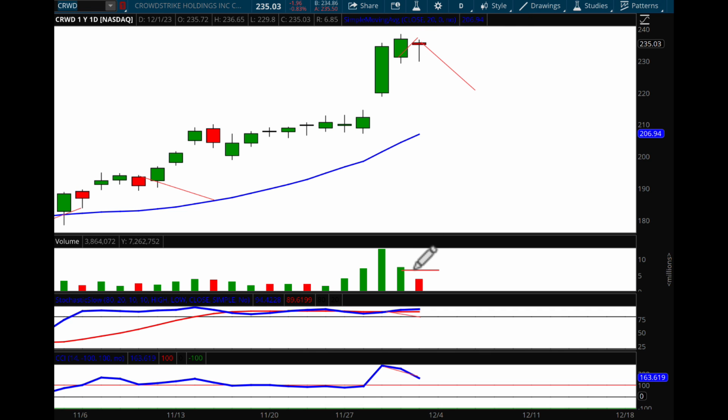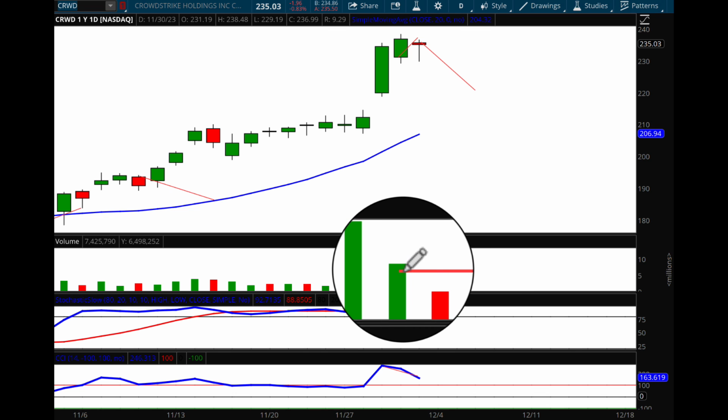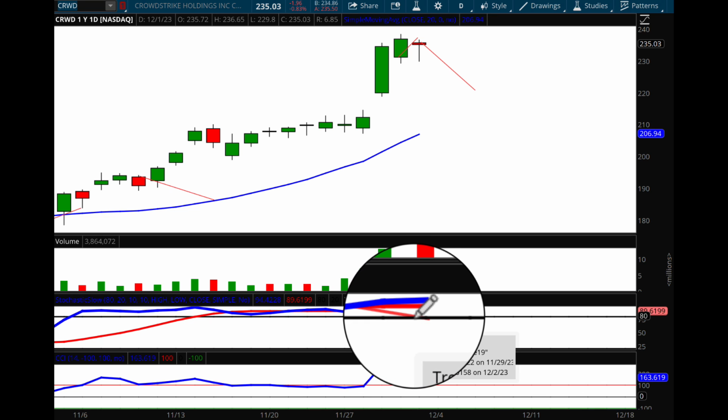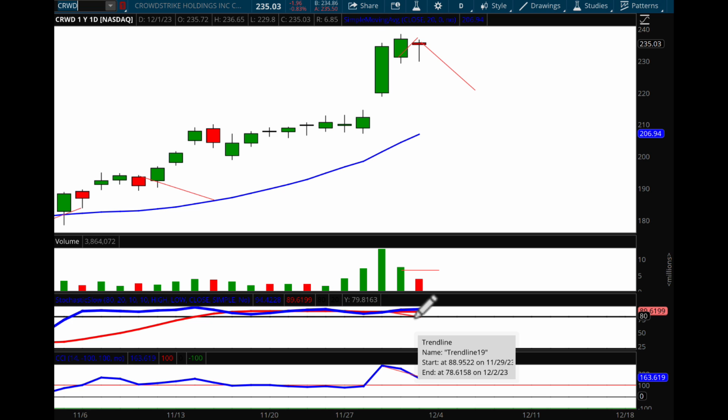Then I forecasted the drop in volume. Look how accurate that drop in volume is. Then I said the CCI would pivot. There it is. It pivoted. Today we got the hinge forming on the stochastic. So 4 out of those 5 targets have been hit.